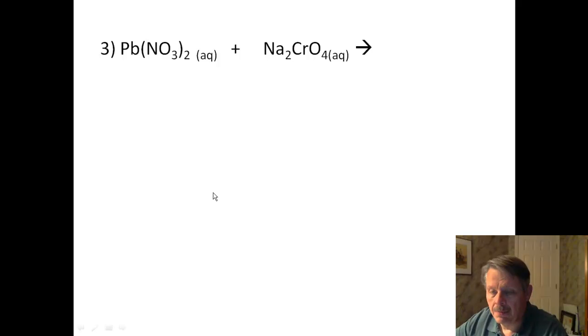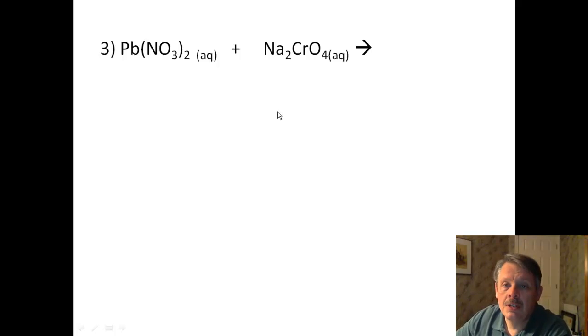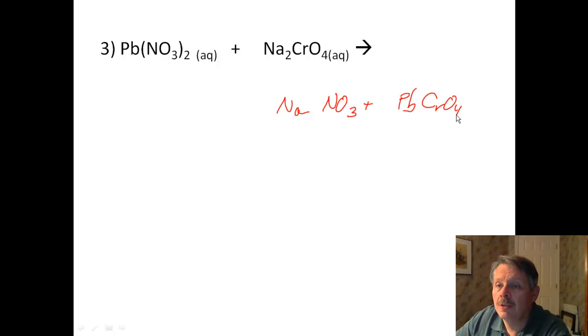All right. So let's try this one. We've got lead nitrate and we've got sodium chromate. So we're going to switch these. So we get sodium nitrate plus lead. And what lead is this? What do we do there?